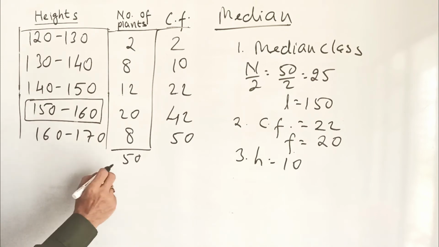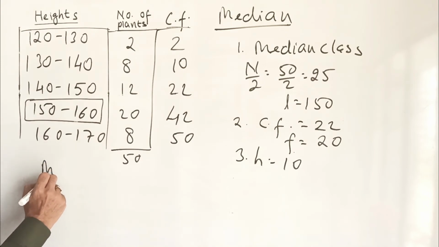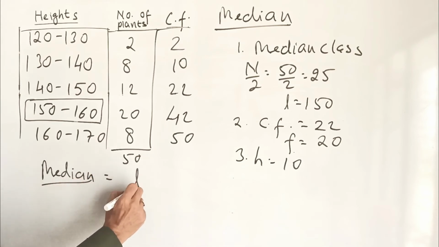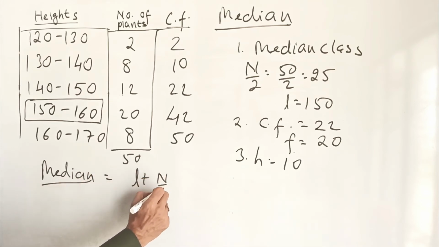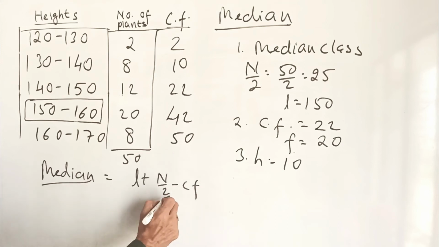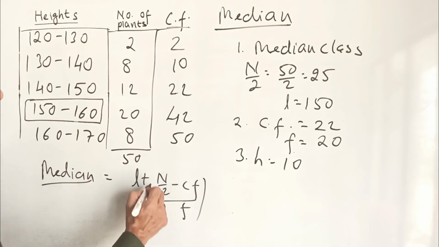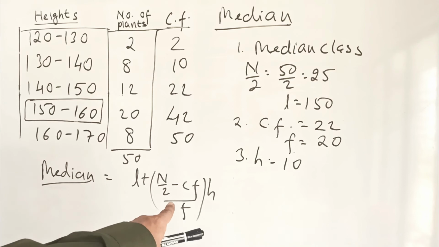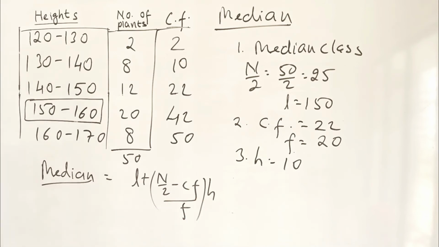Now let us have the formula of median. The median formula is L plus (n by 2 minus CF) upon F into H. Okay student, see it. Don't confuse between the mode and median formulas. L plus (n by 2 minus CF) upon F into H.